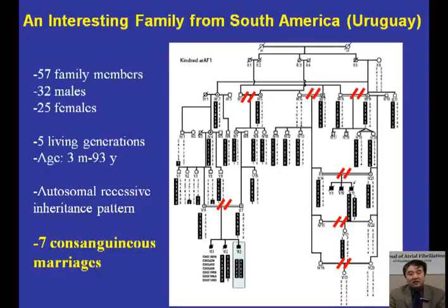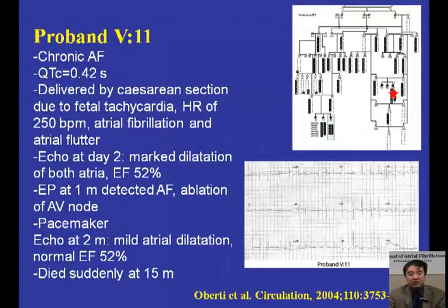The proband had chronic AF and QTc of 0.42 seconds. He was delivered by C-section due to fetal tachycardia and atrial fibrillation. Echo at day 2 showed marked dilatation of both atria and ejection fraction of 52%. EP at 1 month detected AF. Echo at 2 months, however, showed mild atrial dilatation and a normal ejection fraction of 52%. The patient died suddenly at the age of 15 months.